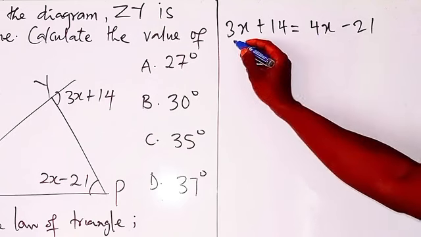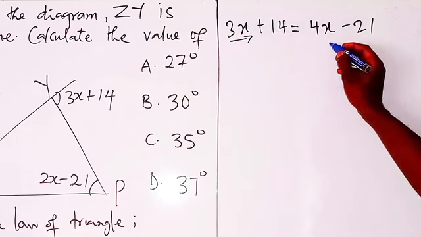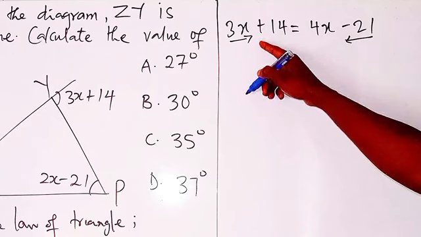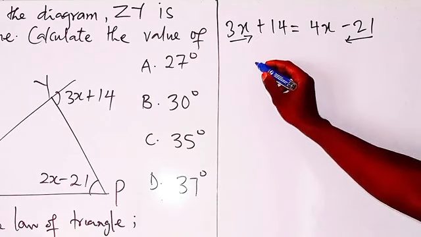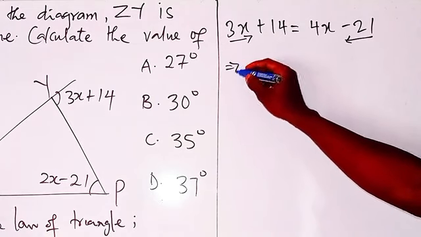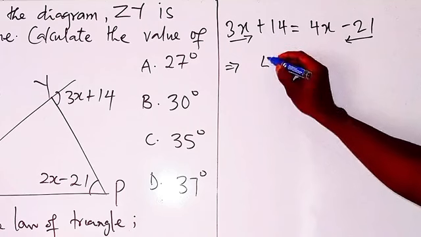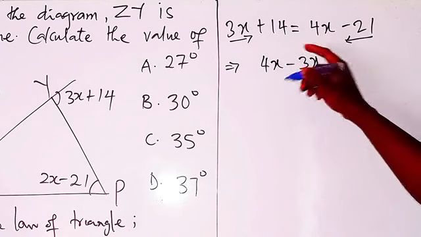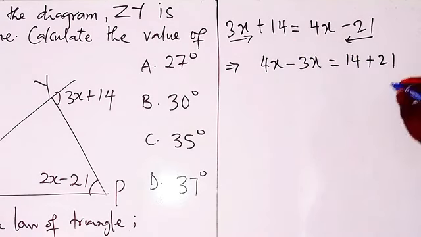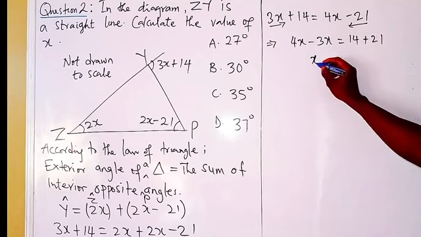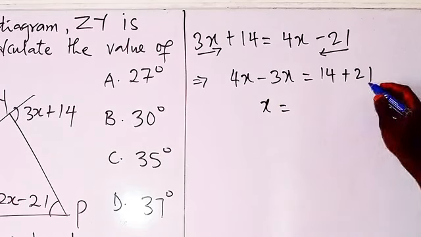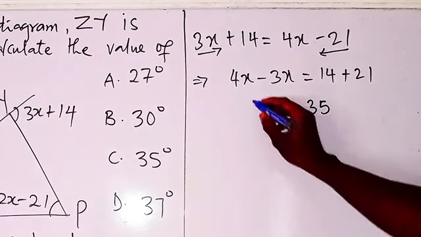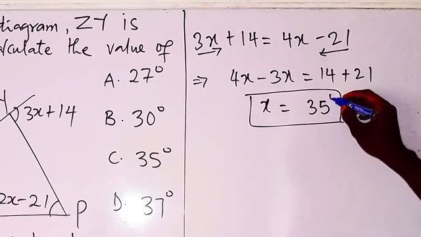So now from here, this 3x is coming down here, transposing the 3x to the right hand side, and we are transposing this to the left hand side. Look at the arrow. So this implies that 4x, this one is coming down, we have minus 3x equals 14 plus 21. So 4x minus 3x, that will give us x equals 14 plus 21, that will give us 35. So we have the value of x to be 35, so 35 degrees.